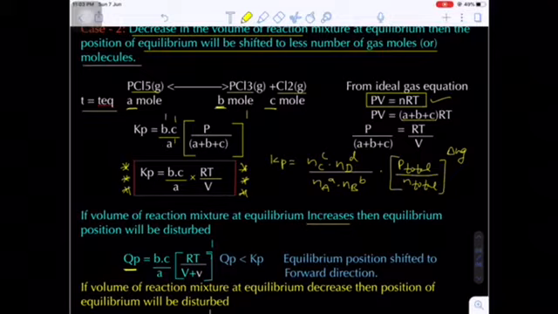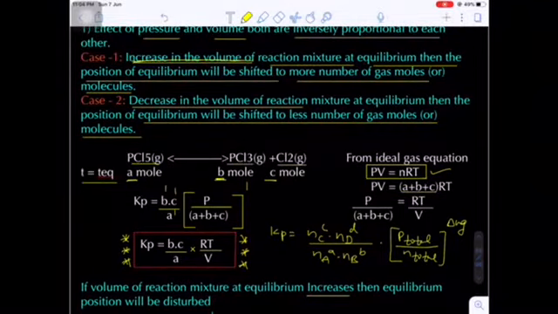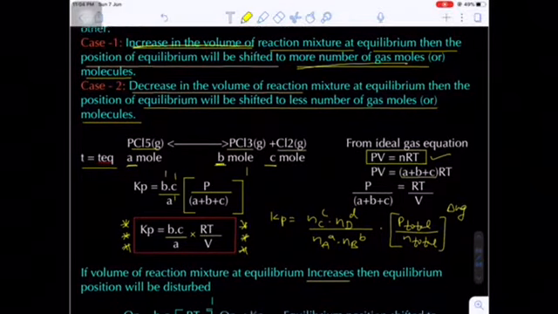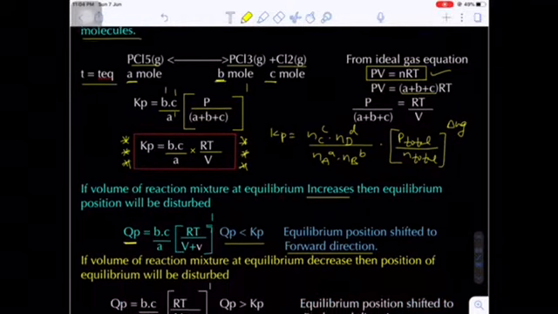The Qp value decreases compared to Kp. So Qp is less than Kp. That means Kp value is higher. We know when the Kp or Kc value is higher, the reaction tends to move in the forward direction. If you increase the volume of the reaction mixture, the system tends to move where there are more gas particles. This is the first case. The gas particles are more on the right side, that's why the system moves in the forward direction.